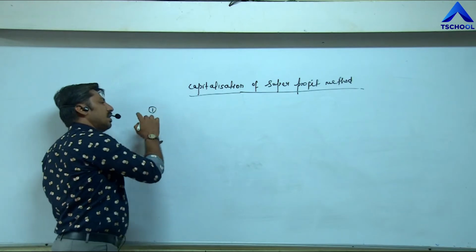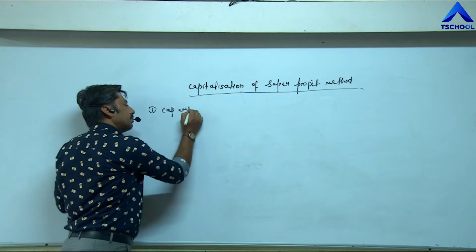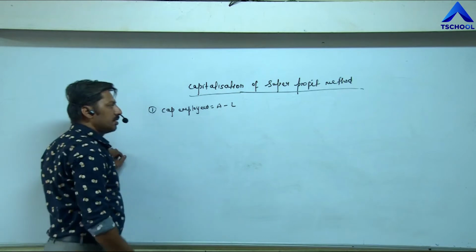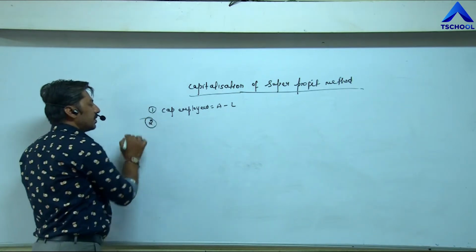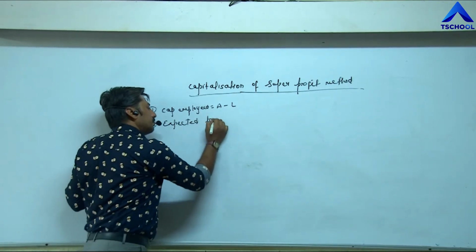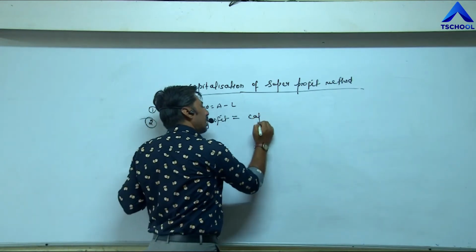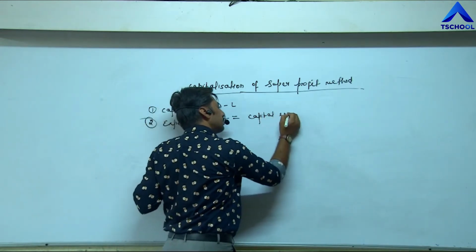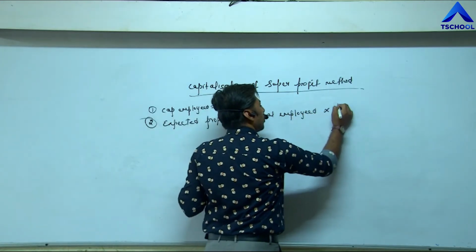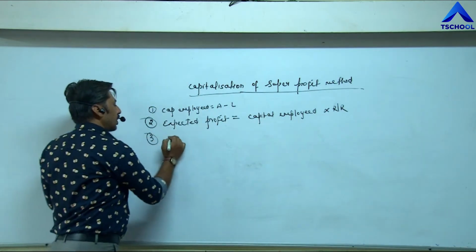In case of super profit, first of all we have to find out capital employed. Formula becomes asset minus liability. Second step is we have to calculate expected profit, and formula for expected profit is capital employed into rate of return.